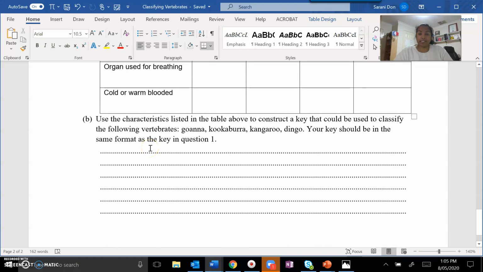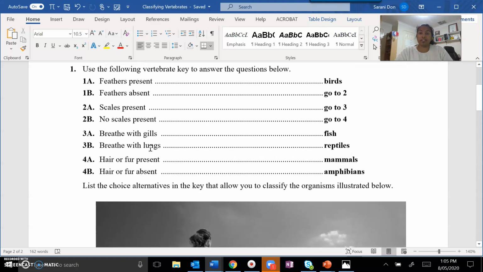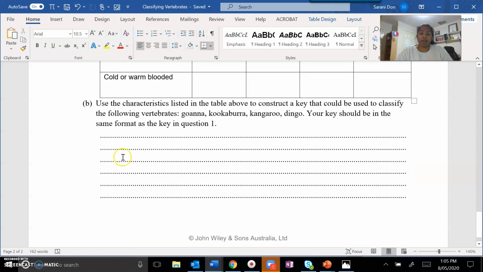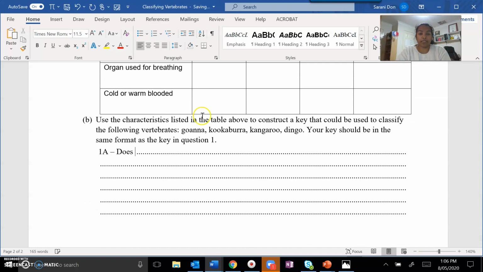Use the characteristics listed in the table above to construct a key that can be used to classify the following vertebrates. Your key should be similar to the same format in question 1. So, like you guys did here, you are to create your own key. So, for example, I can be like 1A. I always start with 1A. 1A. And then I'm going to write, so we know, we could be like, does your organism, say, does it have fur? Dot, dot, dot.